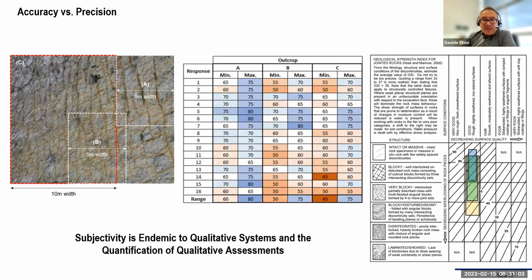And when you look at the results for outcrop A, the estimated GSI was 70 plus or minus 10. You can see from the table what the GSI is. It's a system that goes from 0, very poor quality, to 100, very good quality, basically intact rock. For outcrop B, the estimated GSI was approximately 63 plus or minus 12. For outcrop C, the estimated GSI was 60 plus or minus 15. So you can already immediately see that the level of precision decreases from A to C. So as we increase the scale, the level of precision decreases. The range becomes larger, from plus or minus 10 to plus or minus 15.